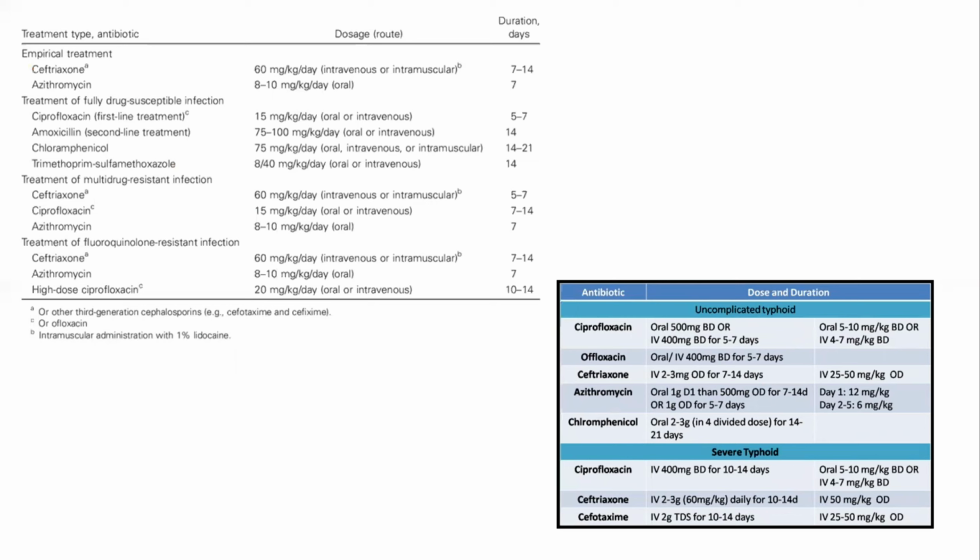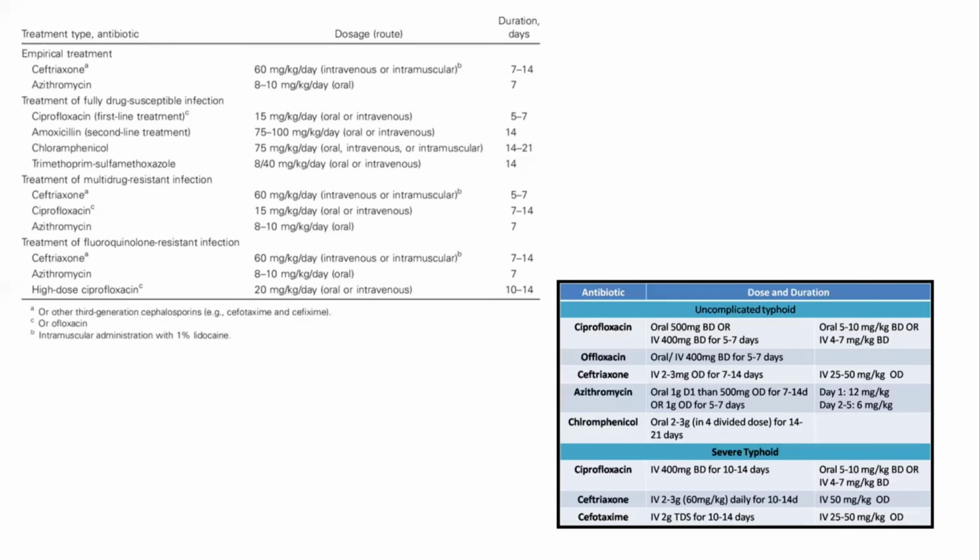For drug susceptible infection in case of typhoid, ciprofloxacin, amoxicillin. Treatment of multi-drug resistant infection includes ceftriaxone, ciprofloxacin, and azithromycin. Treatment of fluoroquinolone resistant infection includes ceftriaxone and azithromycin. In case of children, antibiotics: ciprofloxacin oral 500 mg BD or ofloxacin oral 400 mg BD and ceftriaxone IV 2 to 3 mg OD for 7 to 14 days and azithromycin oral 1 gram day 1 and 500 mg OD for 7 to 14 days.